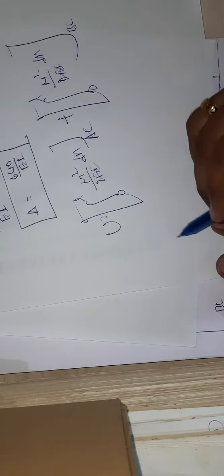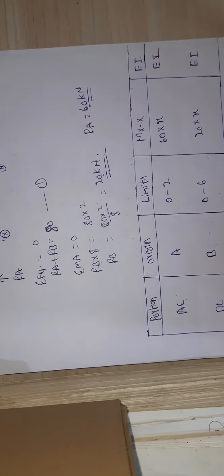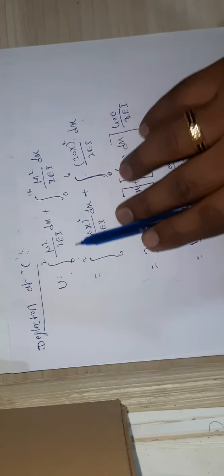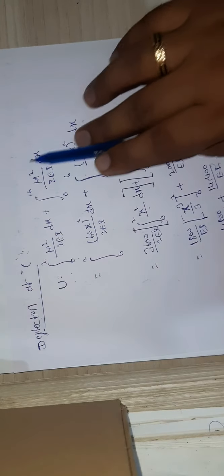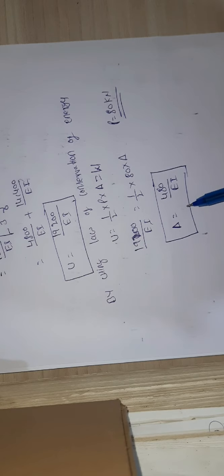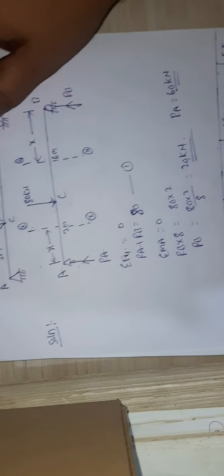Please remember, then you need to find the total strain energy. Same thing we did here. So you can check. We summed the strain energy in the AC portion and the strain energy in the BC portion. Then I calculated the total deflection. This is how we need to find the deflection by using the strain energy method.